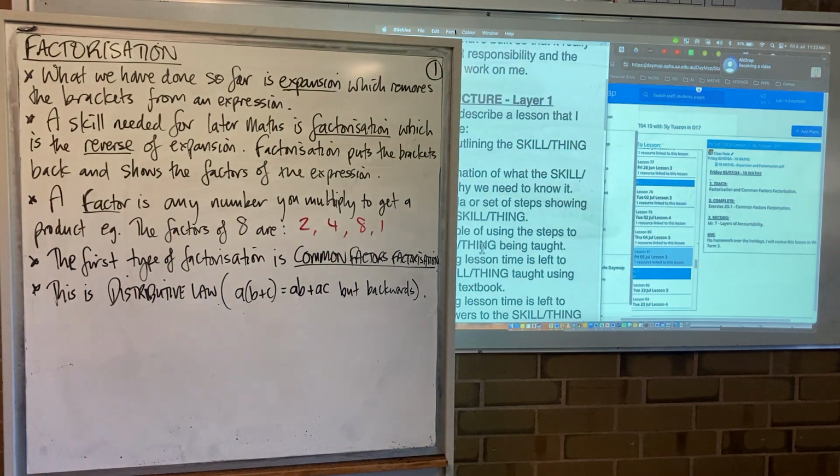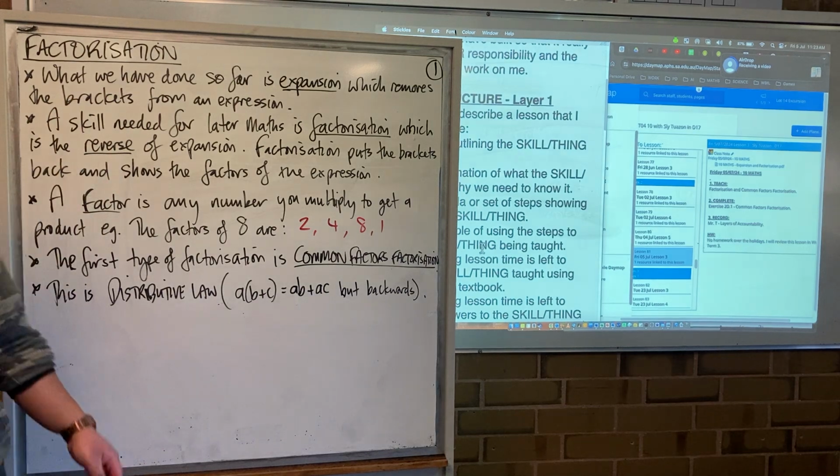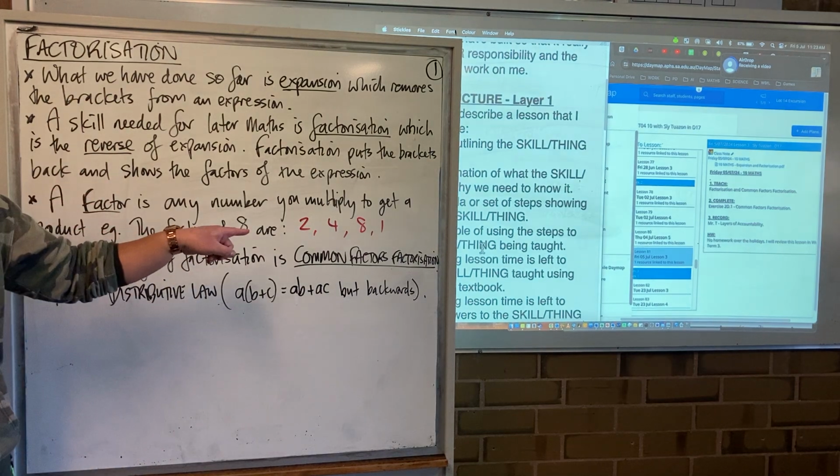Was it kind of clear at the start that we were going to do factorization today? Somewhat. What's somewhat about that? Did I say what factorization was? It's the reverse of expansion. Did I explain to you what a factor was? Yeah. Okay.